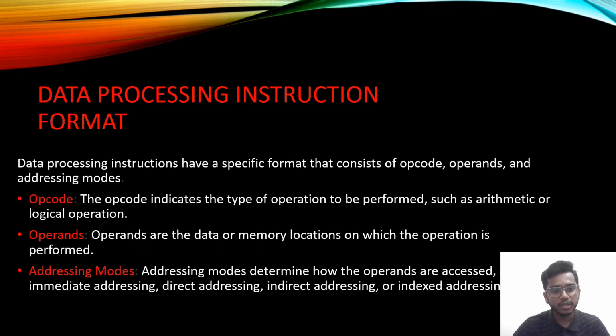Now, moving further, data processing instruction formats. These are a specific format that consists of opcodes, operands, and addressing modes. The opcode indicates the type of operation to be performed, such as an arithmetic operation or a logical operation. Operands are the data or the memory locations on which the operation is to be performed. Addressing modes determine how the operands are accessed, whether it be immediate addressing, direct addressing, or indirect addressing.